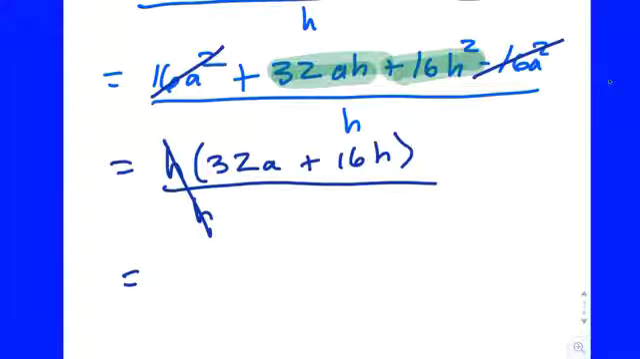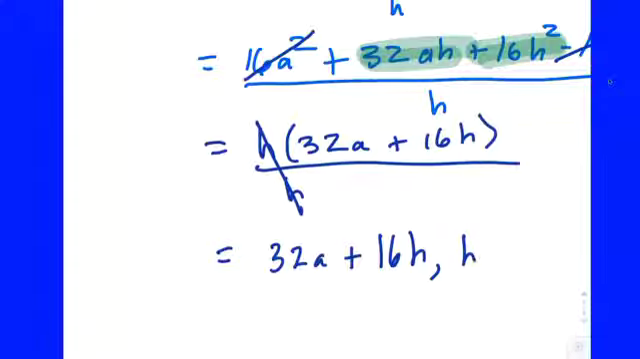That one was weak. There we go. And we're left with 32A plus 16H. And of course, H can't be 0. Why can H not be 0?